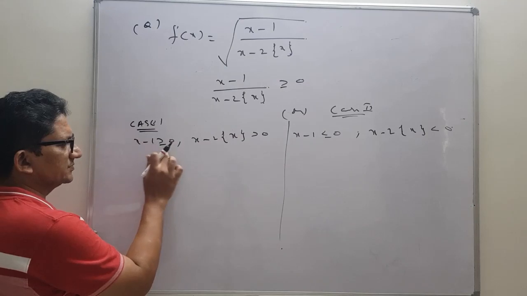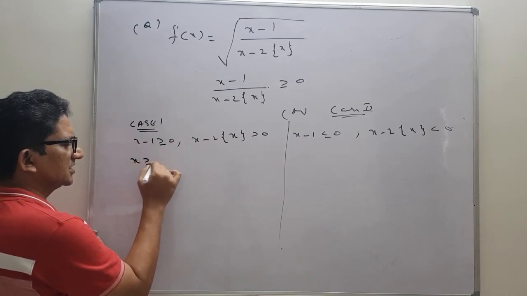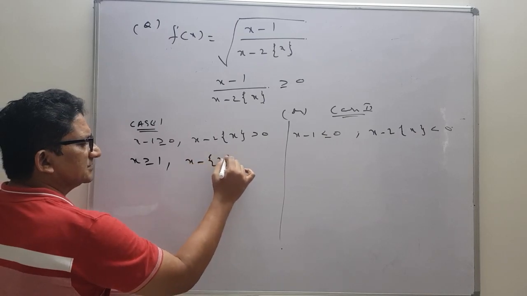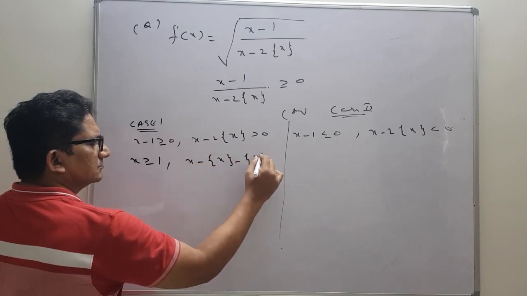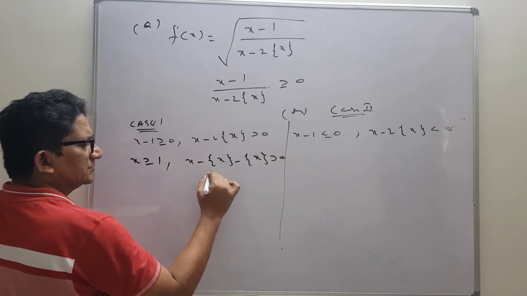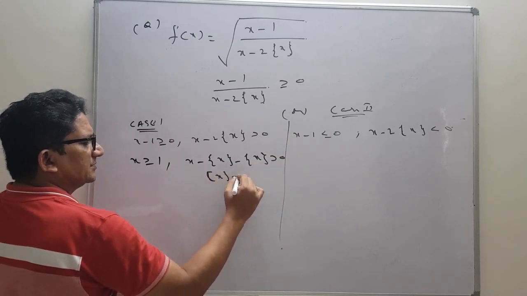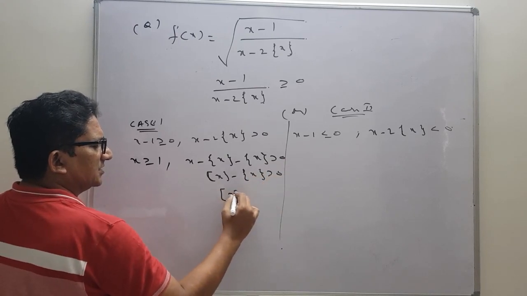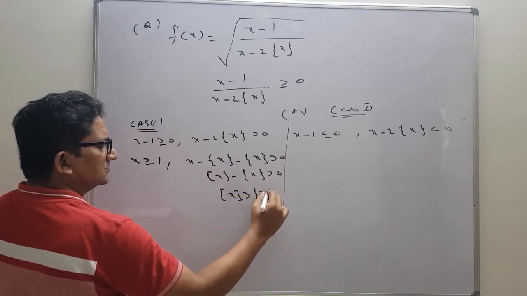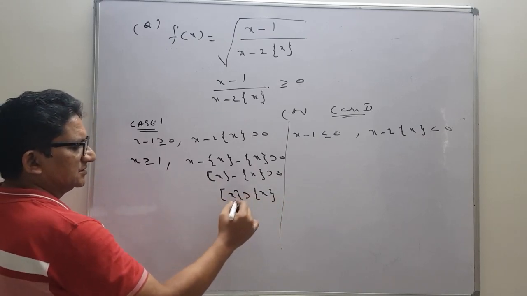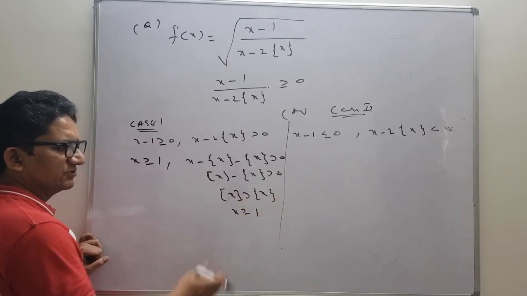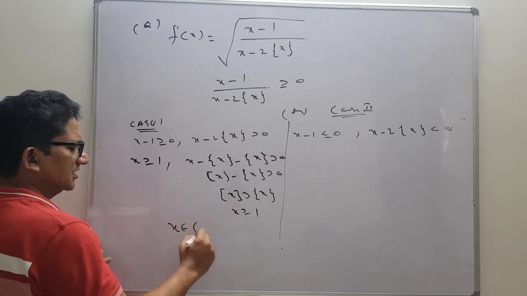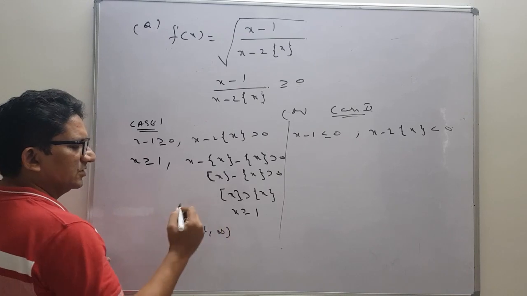So we have the conditions. x minus 1 greater than or equal to 0 means the condition is x is greater than or equal to 1, and this we know that we can split like this. So this we can write as the step function of x minus the fractional part of x is greater than 0. That means this part is greater than the fractional part. This is possible when x is greater than or equal to 1. Just now we saw the graph in the previous problem. So here the solution we can write: x belongs to 1 to infinity.